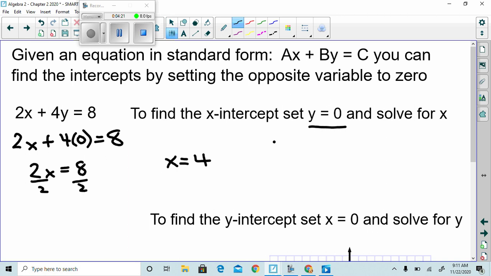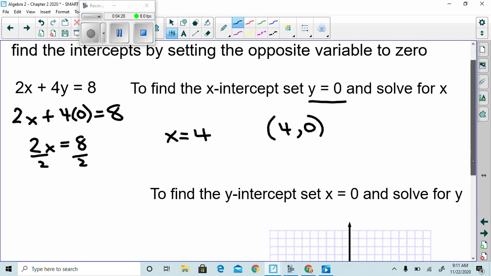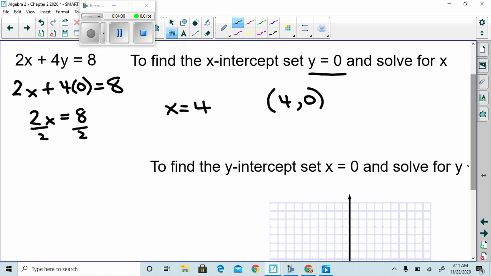So remember, when y was 0, we found out x is equal to 4. And we'll graph that in a minute. On to the second one. We take that same original equation, and this time we're going to set x equal to 0.